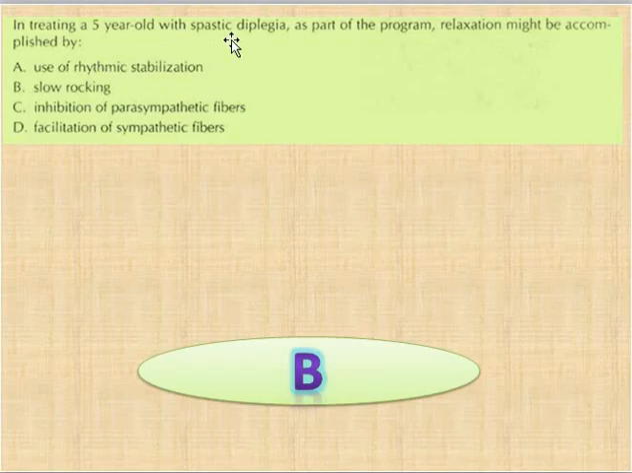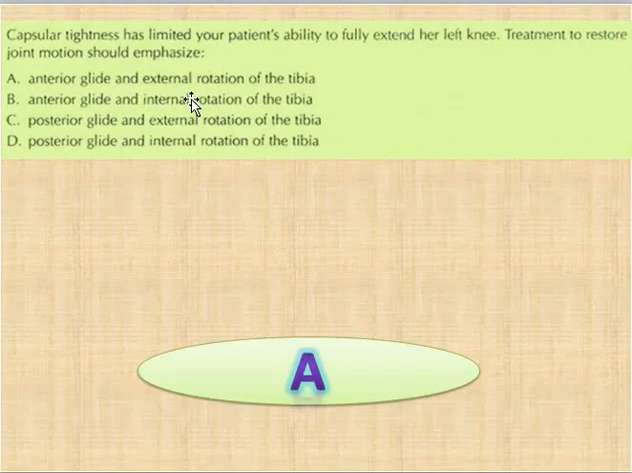In treating a 5-year-old child with spastic diplegia, as part of the program, relaxation must be accomplished by option A, use of rhythmical stabilization, B, slow rocking, C, inhibition of parasympathetic fibers, D, facilitation of sympathetic fibers, and the correct option is B, slow rocking.